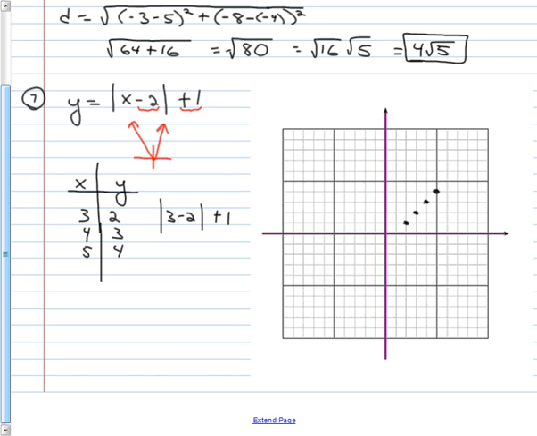Maybe I'll even be good and plot some points on the other side. -1, 0, and 1. Though if you remember the V shape, it's symmetrical and you can just match it on the other side. -1 minus 2 is a -3. Absolute is +3, so it becomes a 4. 0 minus 2 is -2. Absolute is 2, plus 1 is 3. You have to remember to take the absolute value, which turns it positive. 1 minus 2 is -1. Absolute is 1, plus 1 is 2.